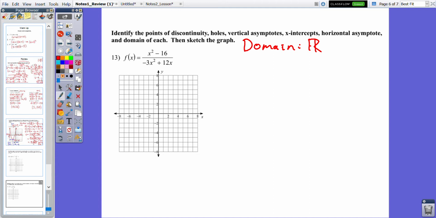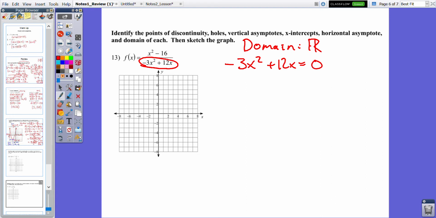The way we chisel away at determining what's not in our domain is we look at the denominator of our function. So our function is f of x equals x squared minus 16 divided by negative 3x squared plus 12x. Remember the one number we cannot divide by is 0. So we're going to set our denominator equal to 0, so negative 3x squared plus 12x equals 0, and solve for x.